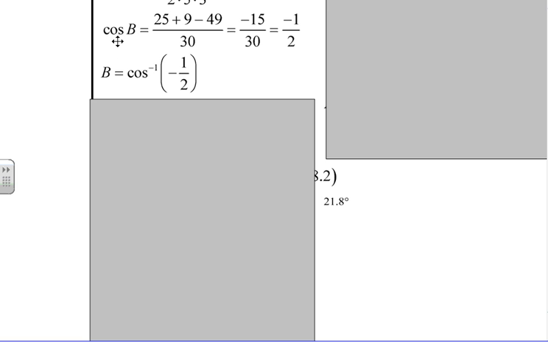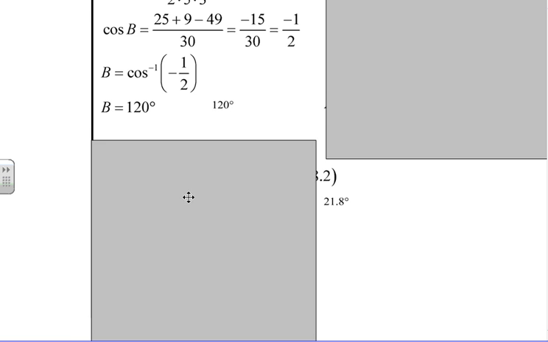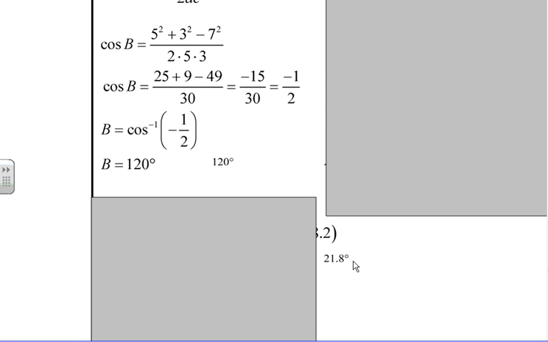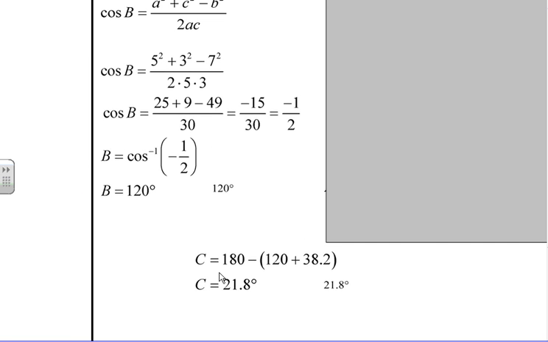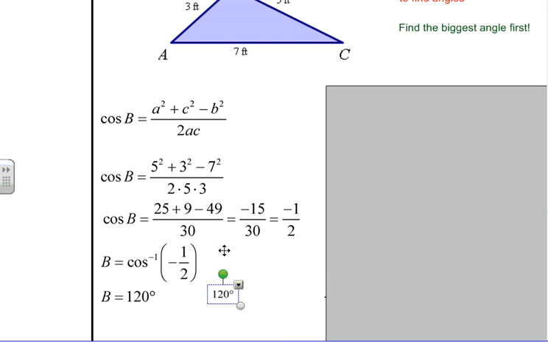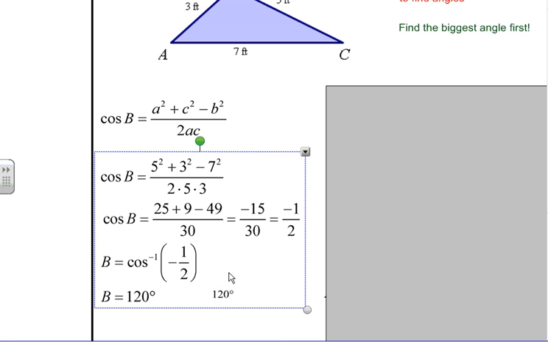So that means we have to do an inverse cosine. If the cosine of B is equal to negative 1/2, then B is equal to the inverse cosine of negative 1/2, which is actually a really nice angle, 120 degrees. So now I want to take that 120 degrees and put it in my picture.